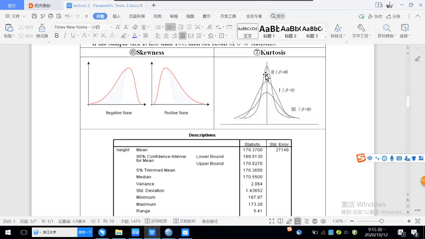If the kurtosis is like this, that means the height, most of the people, their height is very close to the mean of the height. Then the kurtosis is positive. If the people have different heights, look here, in different areas all have many people, then we can say that the kurtosis is negative. Here is the normal kurtosis, here is the negative kurtosis, and here is the positive kurtosis.